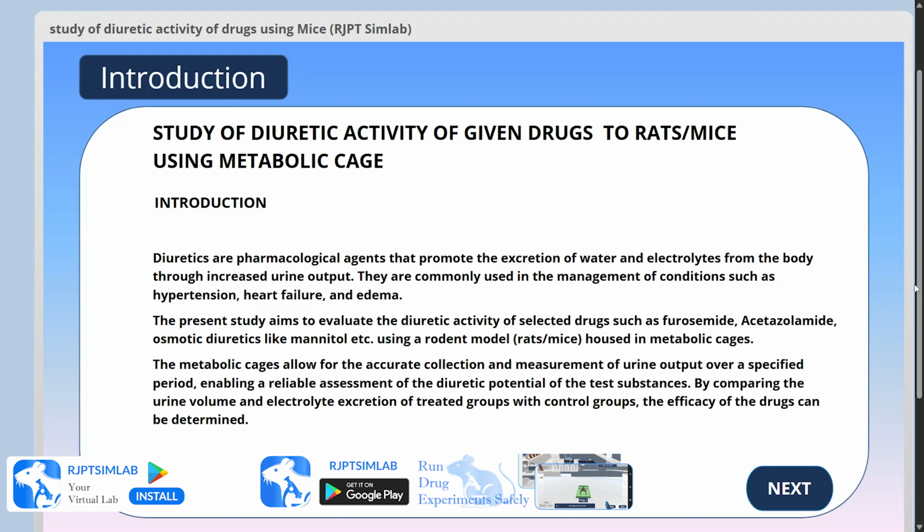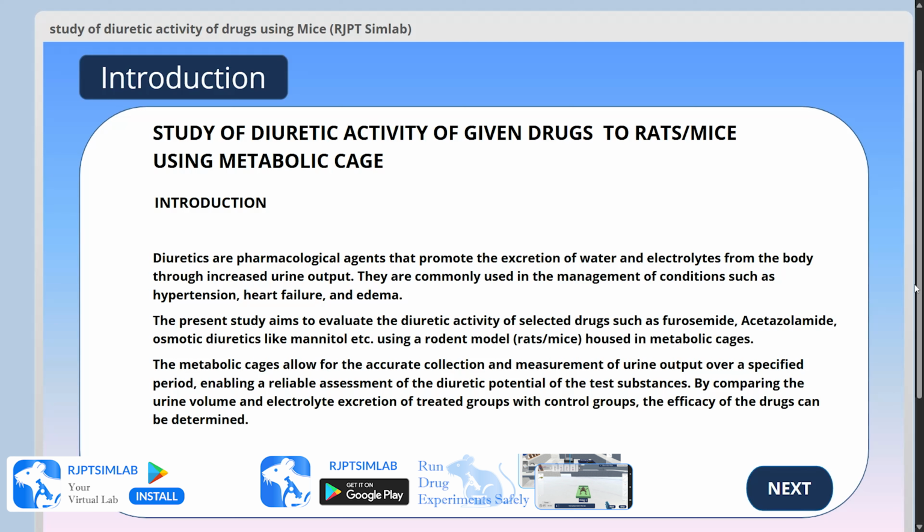In this video, we will study the diuretic activity of given drugs in rats or mice using a metabolic cage. At the end of this video, we will be able to tell the action of diuretic drugs on rats by using a metabolic cage. We will be able to tell that diuretic drugs remove water from the rat's body by increasing their urine output. Now, let us start with this experiment.